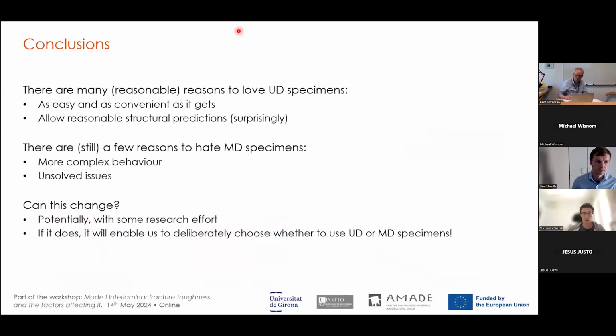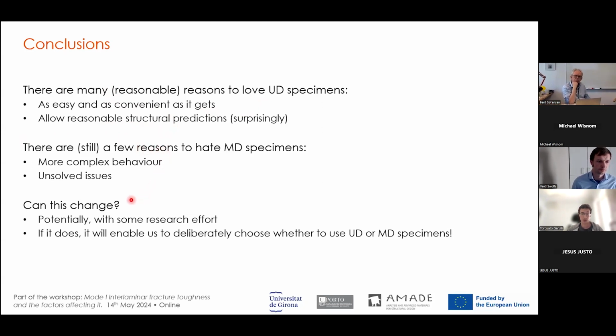So to conclude, I think that there are many reasons that make us love unidirectional specimens, not least the fact that the toughness that we get with them allows reasonable predictions, as Michael pointed out in the last workshop. And there are still a few reasons to rate multidirectional specimens.